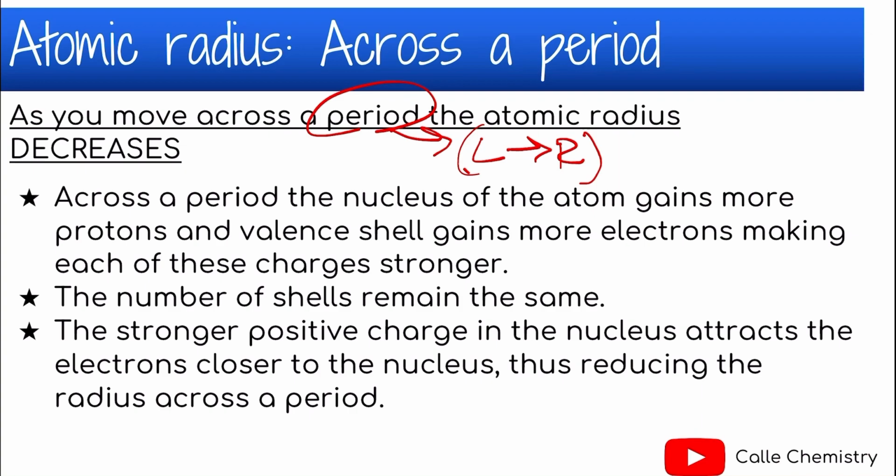So, if we're talking about the shells remaining the same across a period, the positive charge in the nucleus is growing stronger, and now it's attracting or pulling the electrons closer to the nucleus. And so this shrinks the atom's size, and that's why the atomic radius is decreasing across a period.